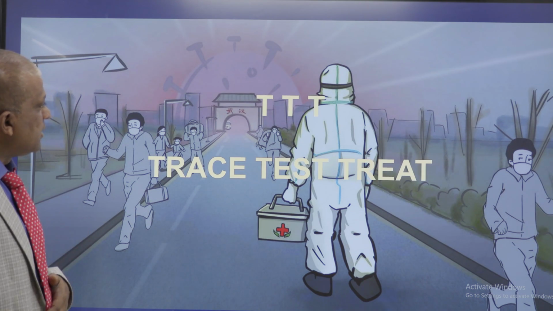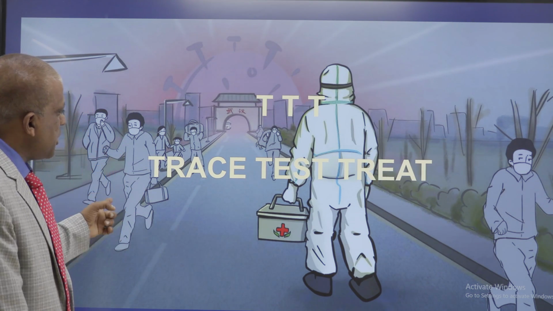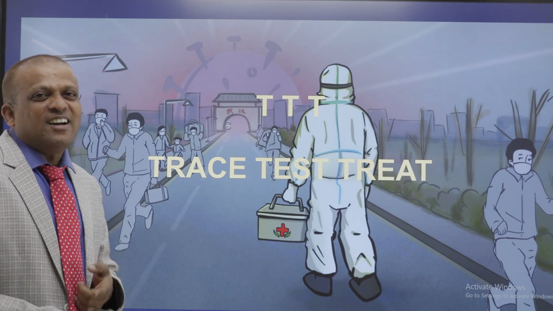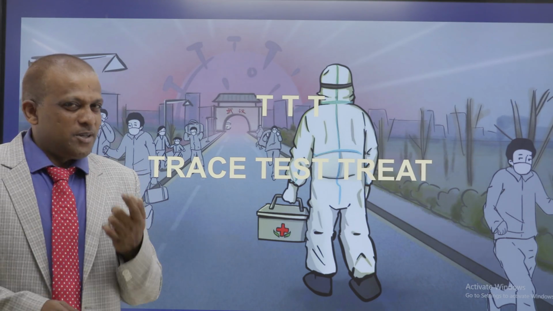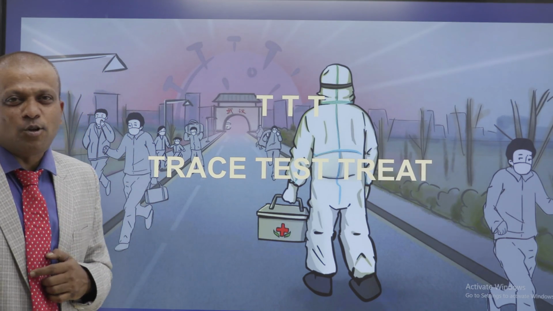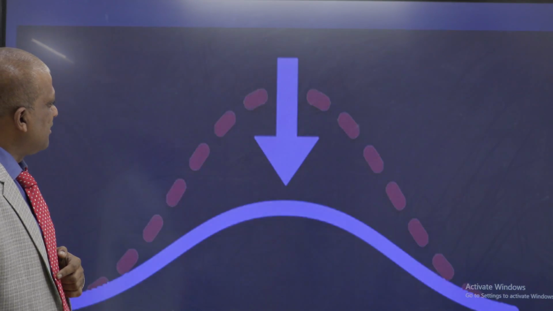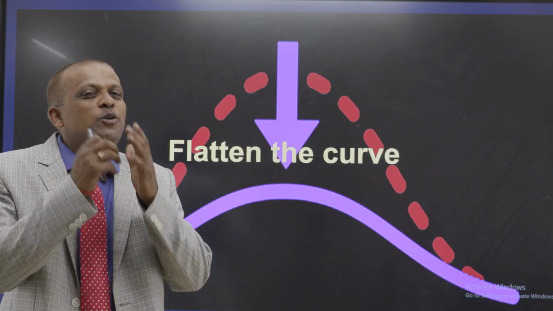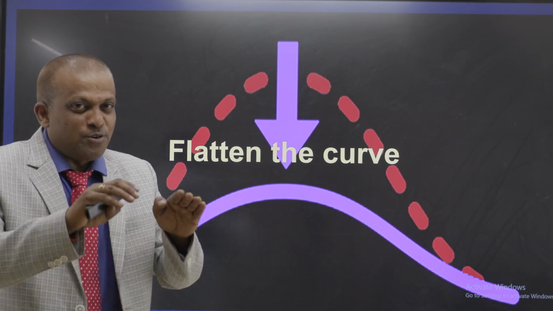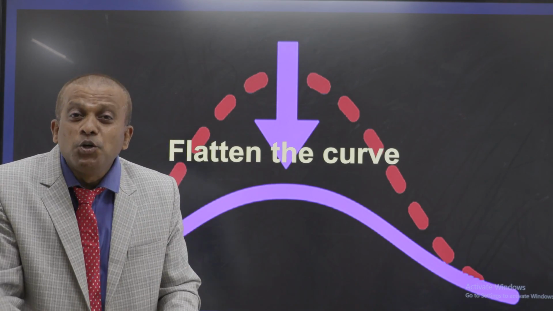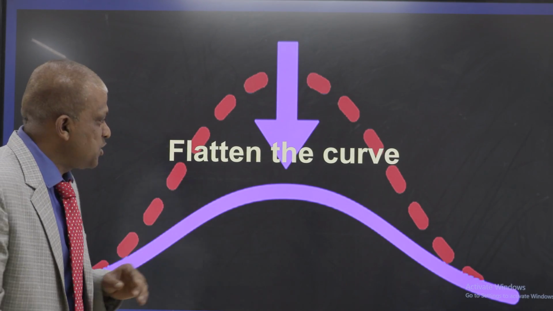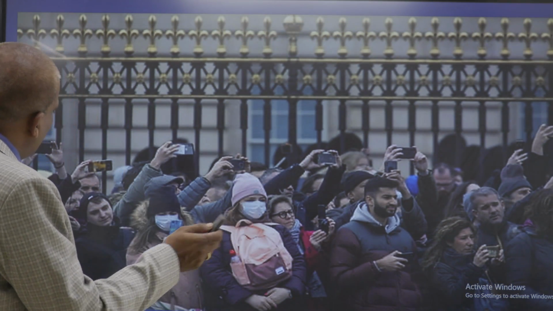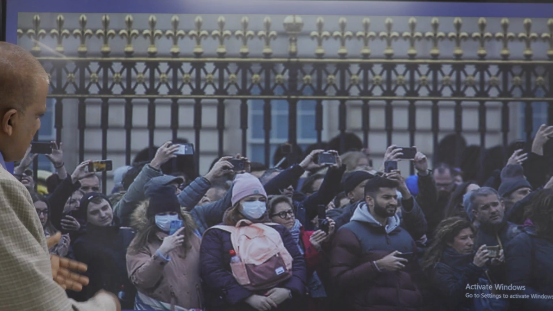Now, TTT: trace, test, treat. Tracing, testing and treating the infected persons. During COVID-19, TTT is also a new word. And the next one, flatten the curve. When we trace, when we test, when we treat, we flatten the curve. We try our best to reduce the spread of it. Flatten the curve.